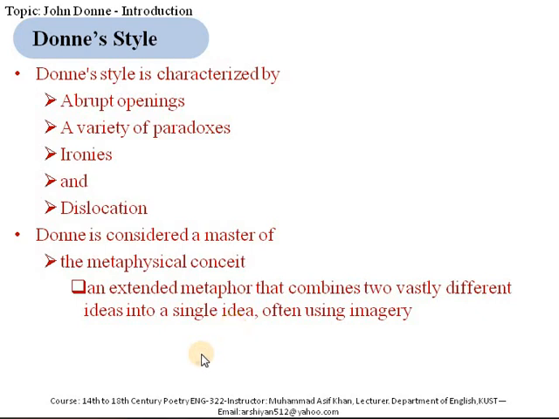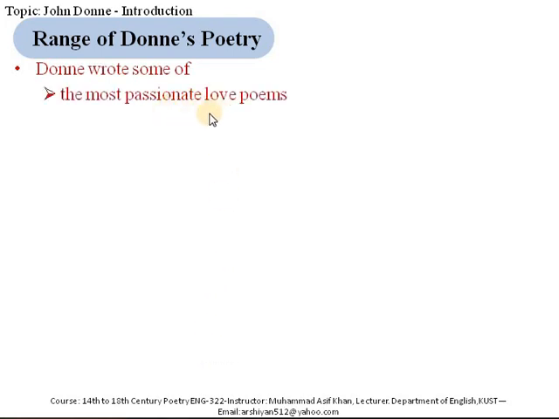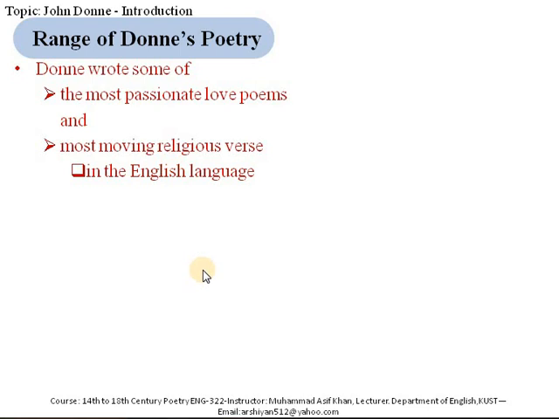Now let's move towards the range of Donne's poetry. We see that on the one hand, John Donne wrote one of the most passionate love poems in the English language, and on the other side, he is the one who came with the most moving religious verses. That is the speciality. On the one side, he is dealing with love, and on the other side, he is addressing another extreme of life, and that is religion. So in his poetry, we find both of these aspects.